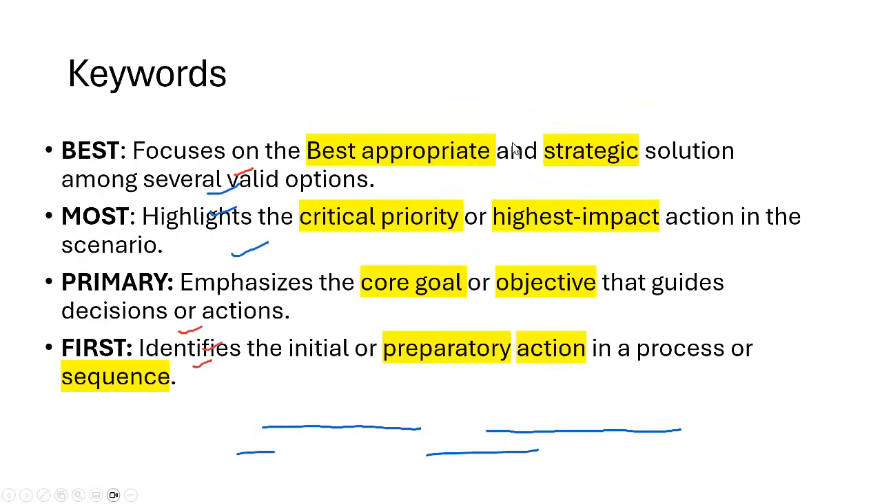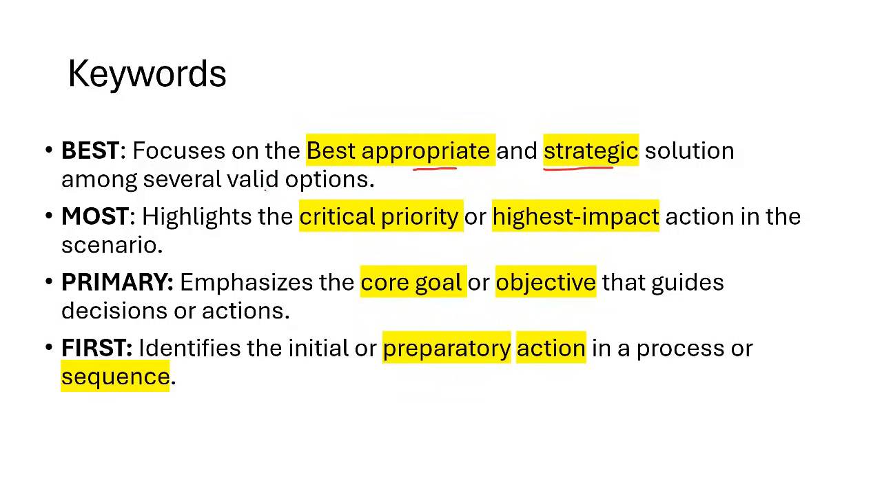Okay. Now in the exam, these keywords are very important. The first keyword is "best." Best is used according to a particular situation. For example, you have created a security policy. What is the best way to communicate the policy? The answer is awareness training. But when you create a policy, the most important step is approval of management. So the difference is that "best" focuses on the most appropriate and strategic solution among several valid options. All four options will be great, but still we have to select the one which can cover everything.